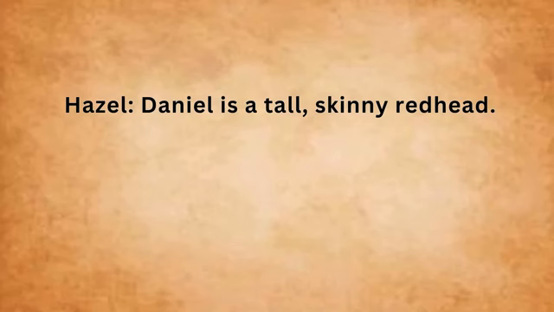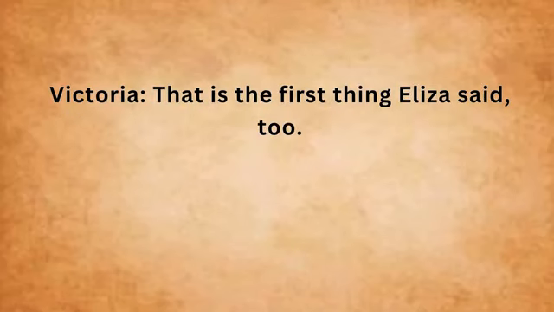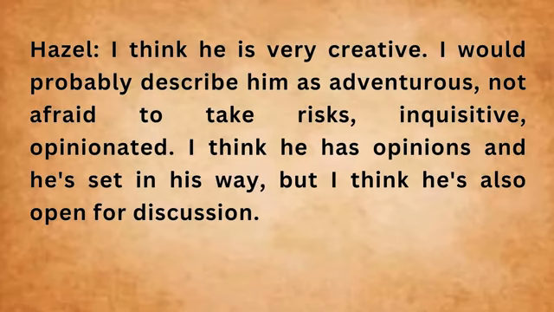Victoria. That is true. Hazel. Daniel is a tall, skinny redhead. Victoria. That is the first thing Eliza said too. Hazel. I think he is very creative. I would probably describe him as adventurous, not afraid to take risks, inquisitive, opinionated. I think he has opinions and he's set in his way, but I think he's also open for discussion.